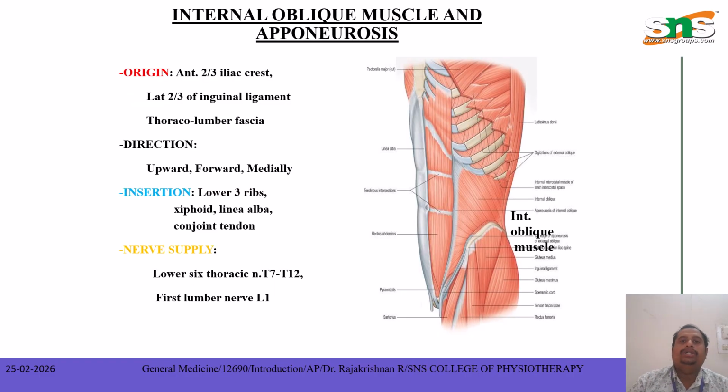And then the internal oblique muscle and the aponeurosis. It originates from the anterior two-thirds of the iliac crest, the lateral two-thirds of the inguinal ligament, and the fascia, and is directed upward, forward, and medially. It is inserted into the lower three ribs, xiphoid, linea alba, and conjoint tendon. The nerve supply is the lower six thoracic nerves, T7 to T12, and the first lumbar nerve, L1.